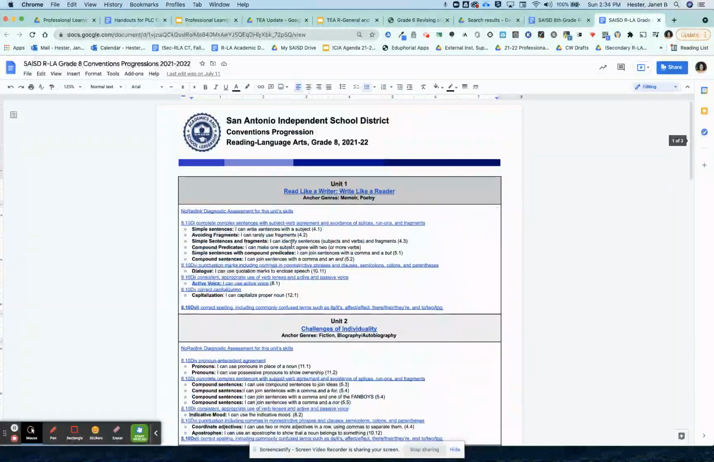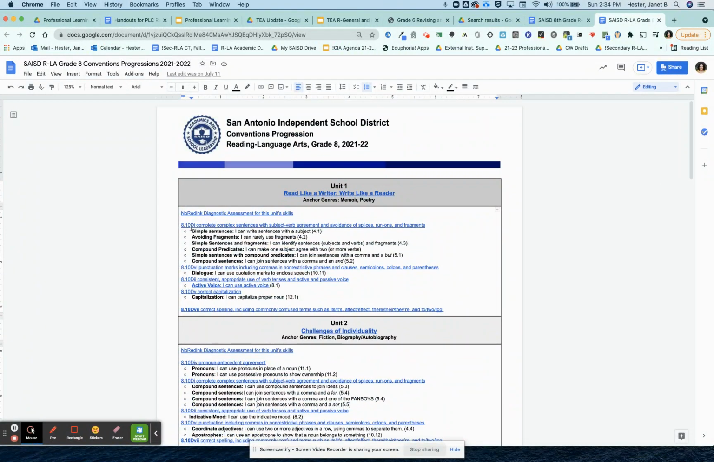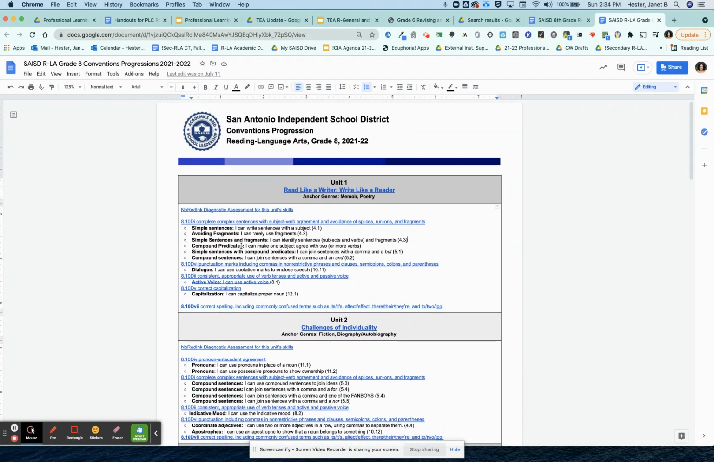So they're all placed there, and you can see that we have organized them by standard and then sub-skill. Because our standards are so big and weighty and include so many different sub-skills, we broke those out by bulleting. For example, this 8D1 is all about complete complex sentences. Well, that might include simple sentences, avoiding fragments, simple sentences, and fragments, right? So some sub-skills for you to focus on.